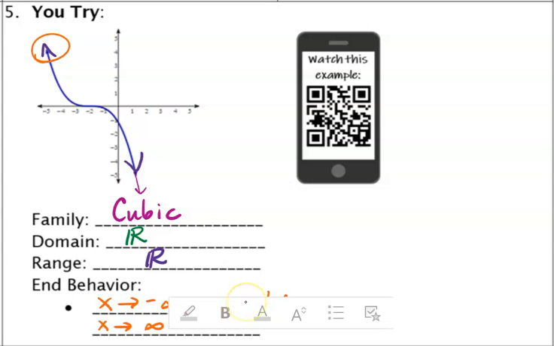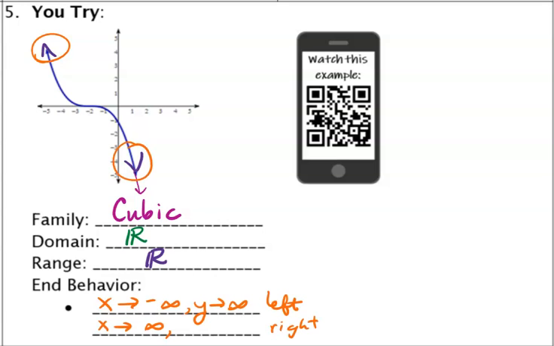And then if you look at the right side of the graph, as x goes to positive infinity, this arrow is pointing down. So that means y goes to negative infinity.